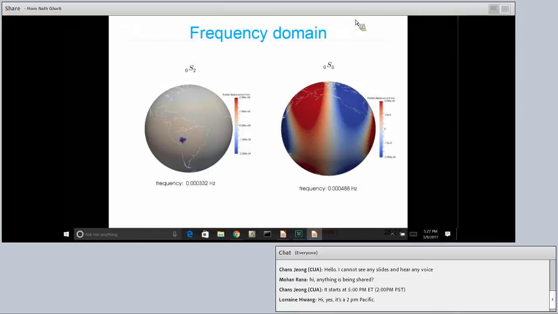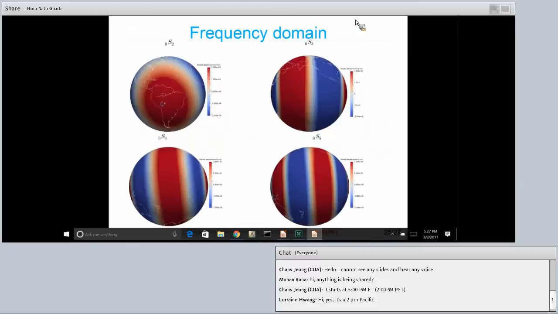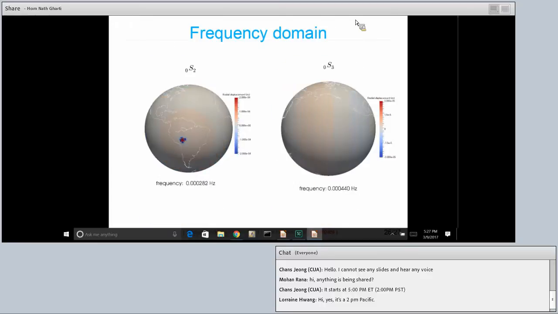As you can see, initially it is just quiet, but when it hits a certain eigenfrequency, then suddenly, boom, and we can see the modes popping up through the Earth surface. I will play this movie again. The first is the 0s2 and the second is the 0s3.